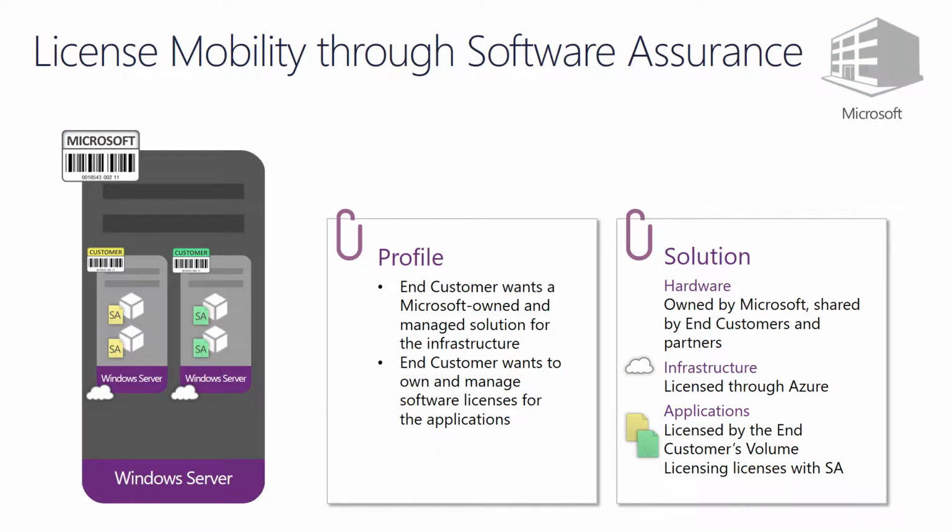So in fact, license mobility through software assurance rights allow an end customer with SA on his application server licenses to assign those licenses either to a service provider's shared hardware, which is what we looked at on the previous slide, or in fact to a virtual machine running on Azure, which is what this slide covers.